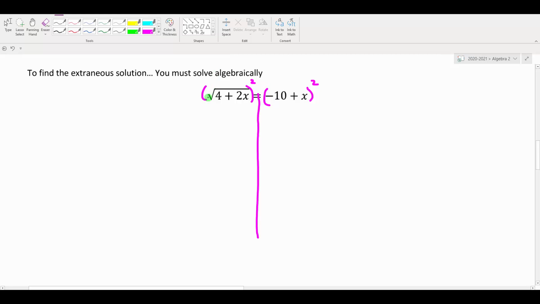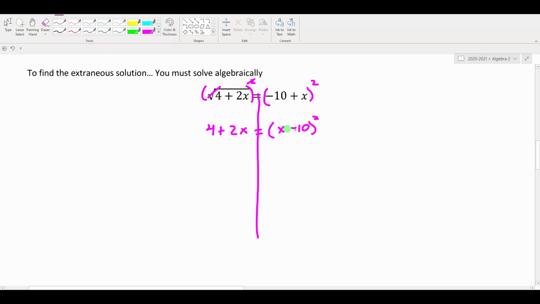So if I square the left-hand side, I also have to square the right-hand side. Now when I square over here, the square root and the square cancel each other out, and we just get 4 plus 2x. So now the square root is gone, and over here we get x minus 10 squared. You'll notice that I just reversed the order of those two terms, so this is still equivalent to this.